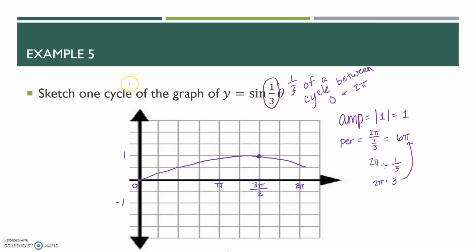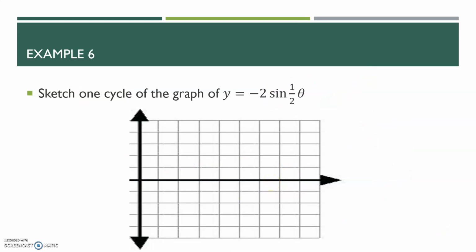So just look carefully. Some problems I might ask you to only sketch 1 cycle, in which case it would look how I did this problem to begin with, 0 to 6 pi. But a lot of them I'll ask you to graph 0 to 2 pi. And in that case, it would look like this. All right, so, oh, I do have one more, sorry.